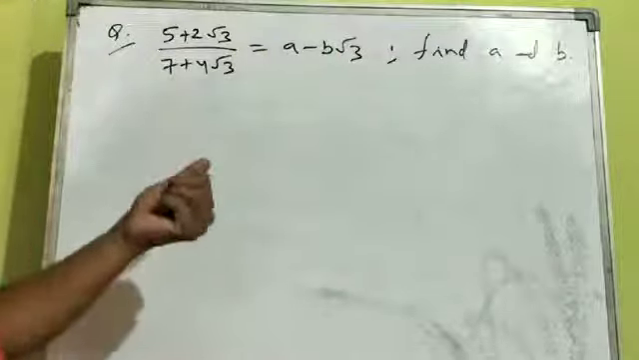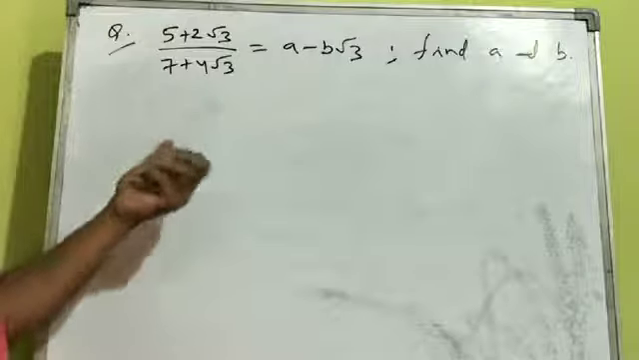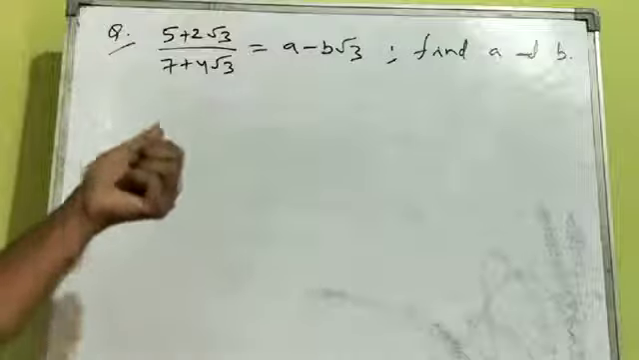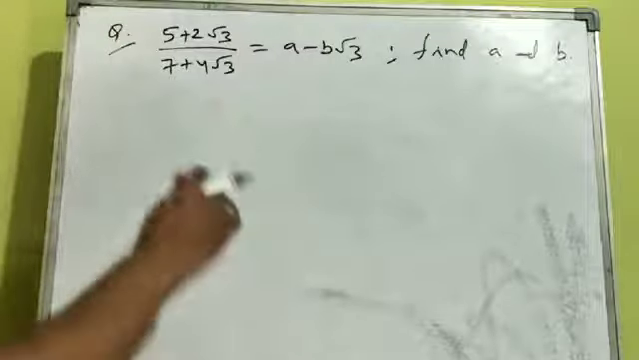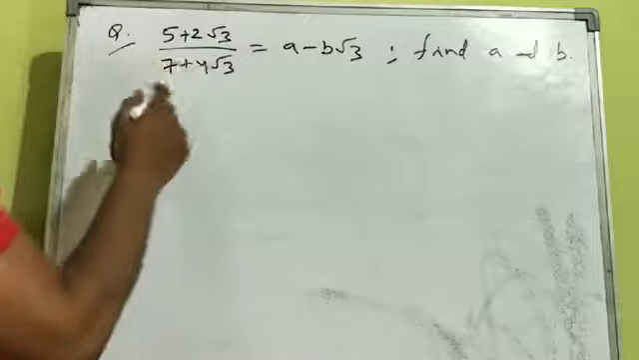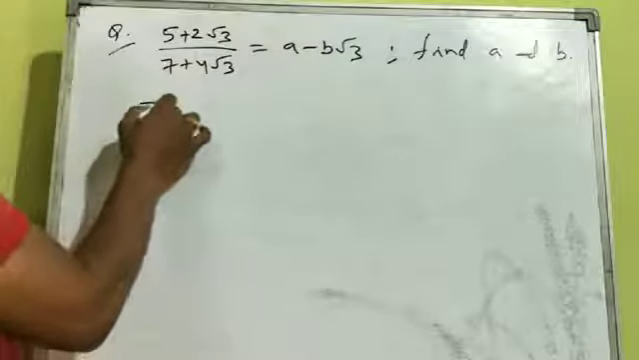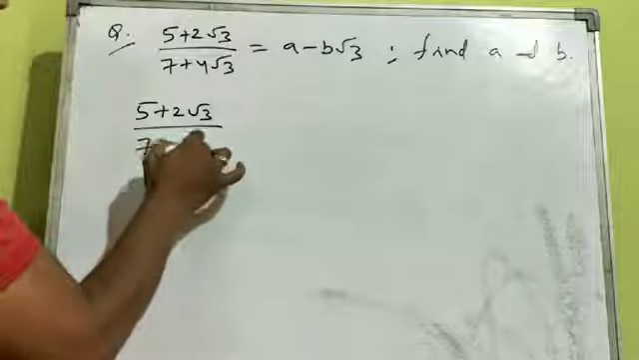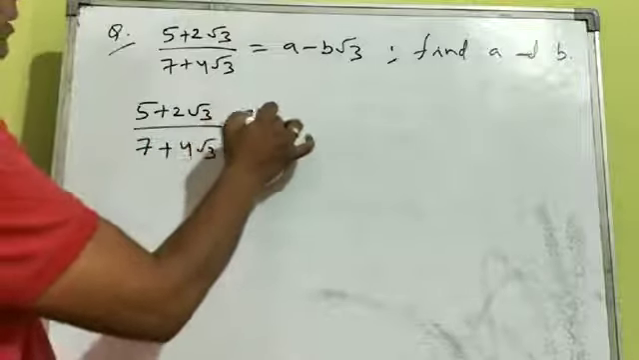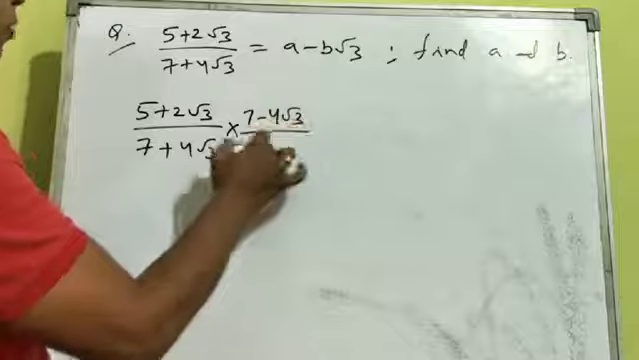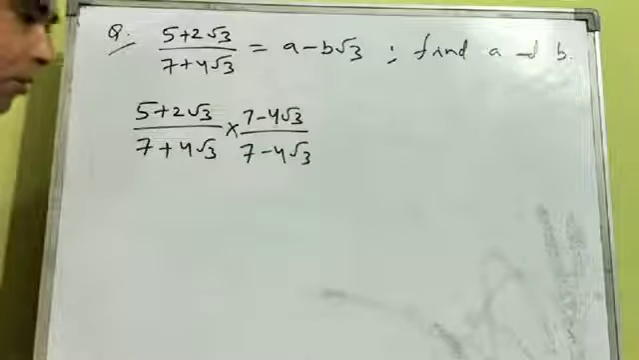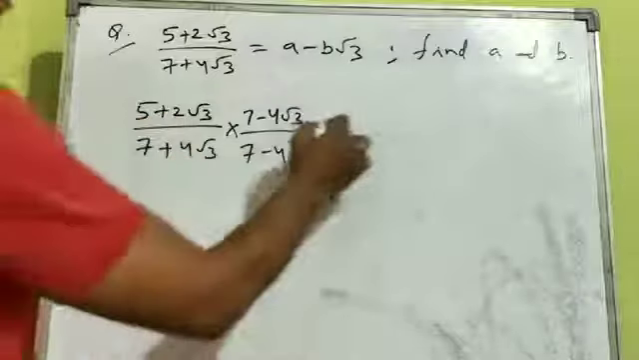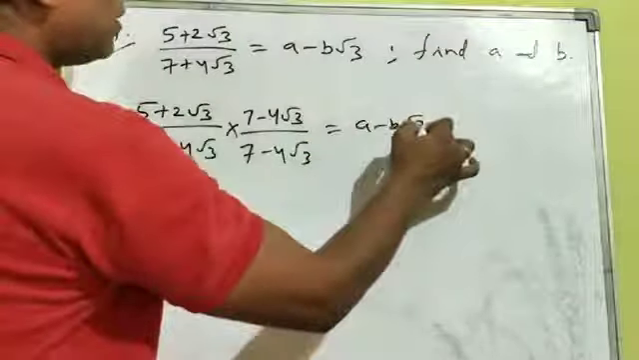These questions are not given directly in the NCERT textbook, but we have to solve this type of problem because all of these are based on the rationalization of the denominator. So what is the denominator? It is 7 plus 4 root 3. So what we have to do? First multiply numerator and denominator by the opposite sign, that is, (7 plus 4 root 3) into (7 minus 4 root 3) upon (7 minus 4 root 3). We can multiply the same number to the numerator and denominator, and this is equal to A minus B root 3.